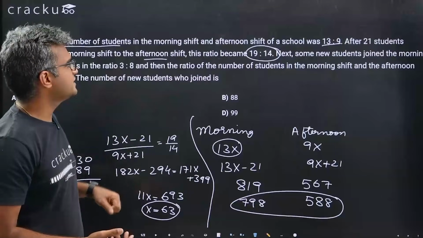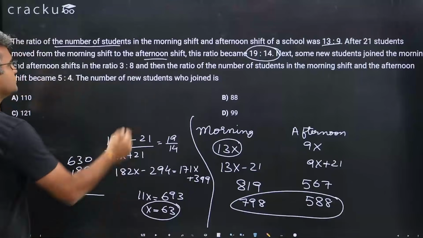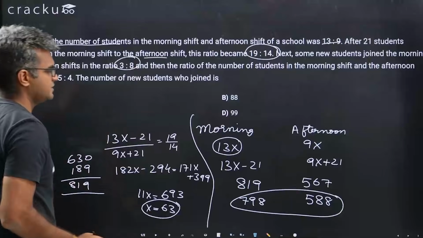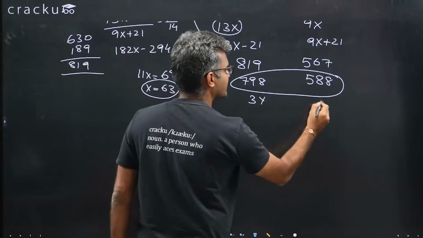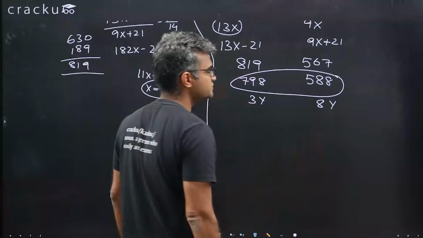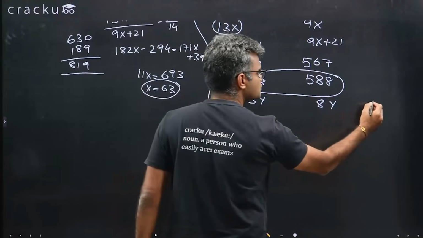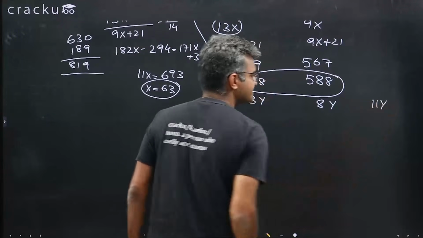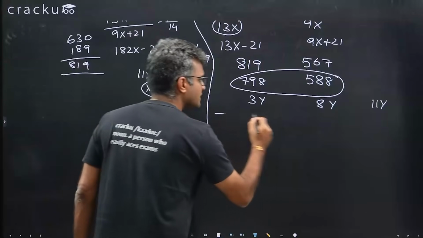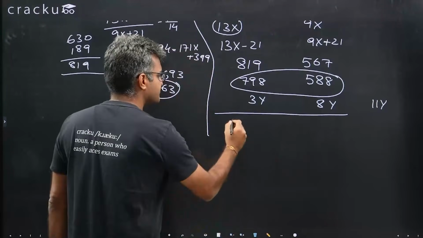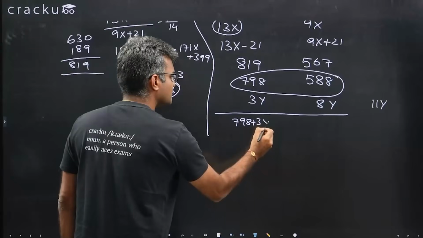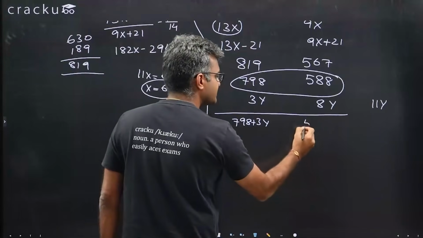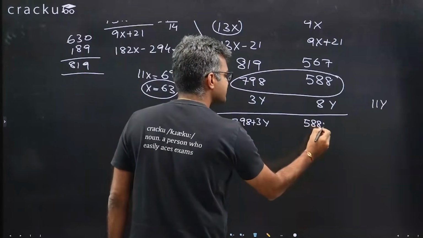And we are told that new students joined in the morning and afternoon shifts in the ratio of 3:8. So let us assume that 3y students joined in the morning shift and 8y students joined in the afternoon shift. So the total number of students who joined is 11y, which is 3y plus 8y. And now the number of students in the morning shift is 798 plus 3y. The number of students in the afternoon shift is 588 plus 8y.